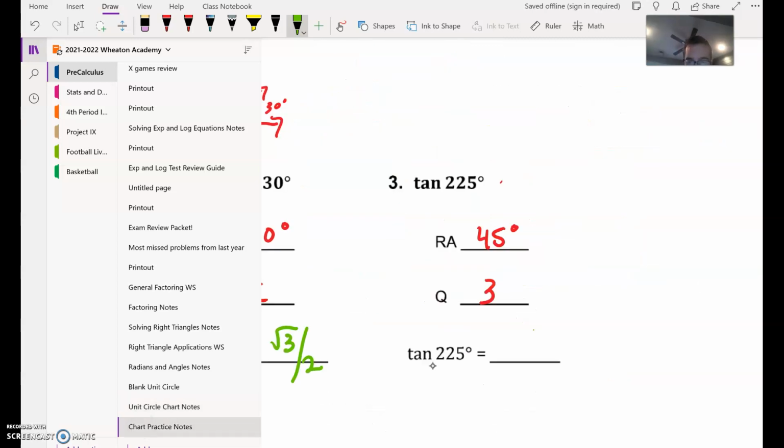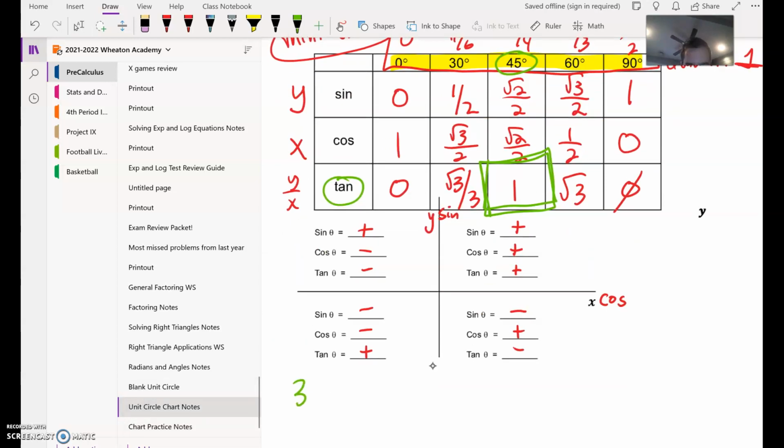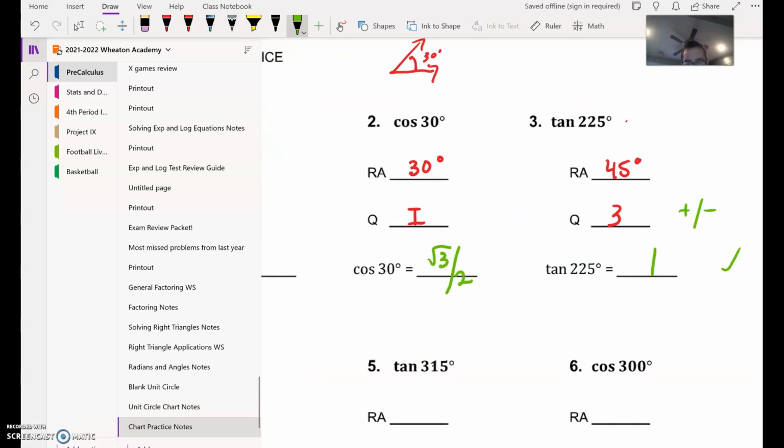So we put a 1 there, but we got to be careful. The quadrant determines if it's positive or negative. So let's go back. In quadrant 3, which is down here, well, let's use Roman numerals. Quadrant 3, is my tangent positive or negative? It's positive. Okay, so we're good. Positive 1. Bingo.